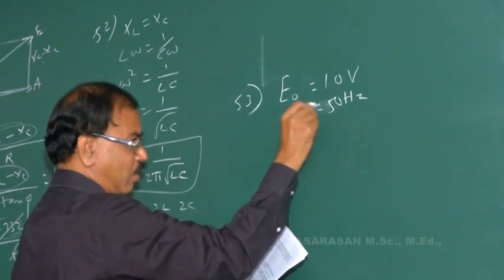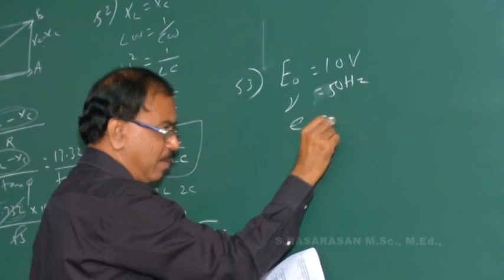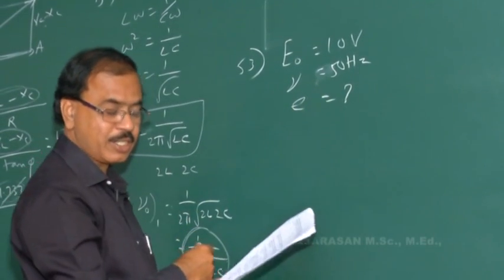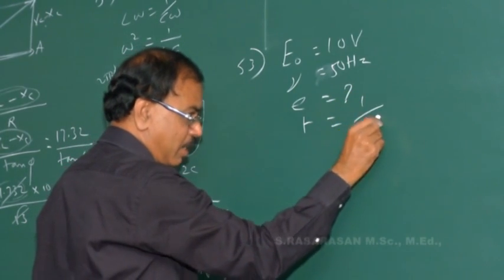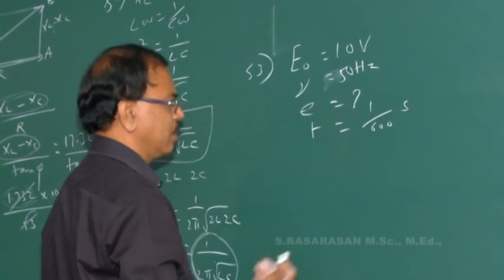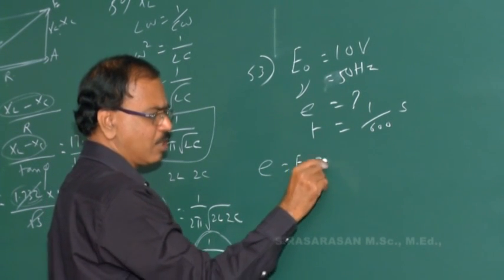50 Hertz frequency. What is the instantaneous EMF? Small letter e, instantaneous, at time t equal to 1 by 600 seconds. Yes, write the instantaneous EMF equation. E is equal to E naught sin omega t.